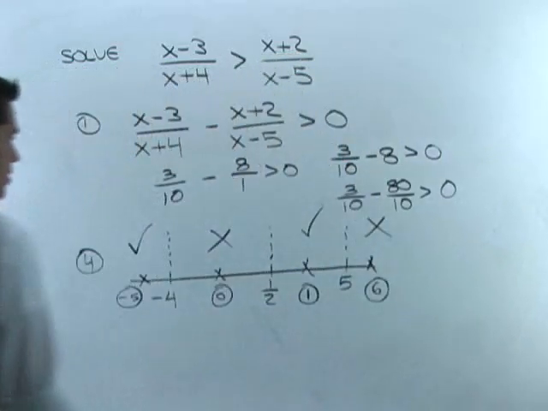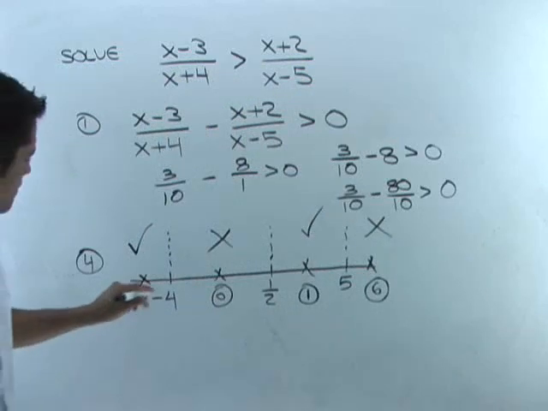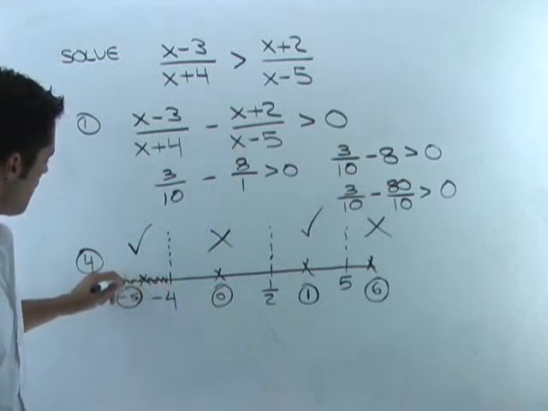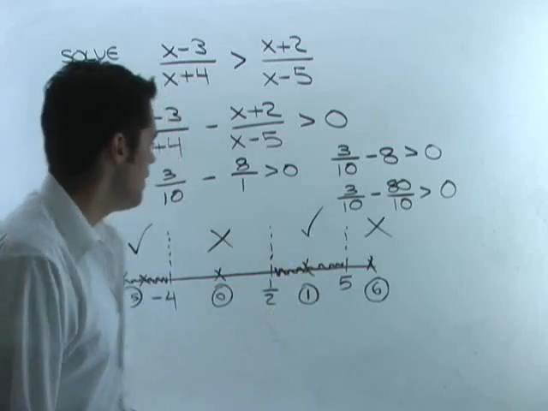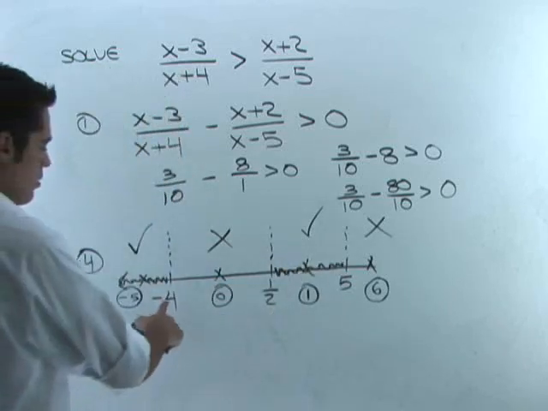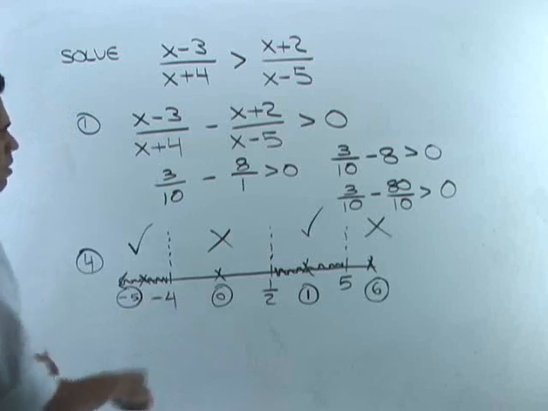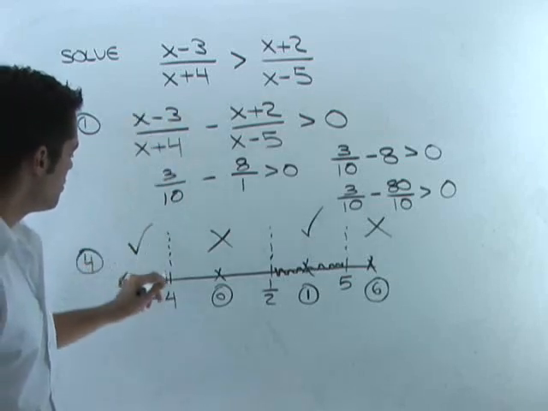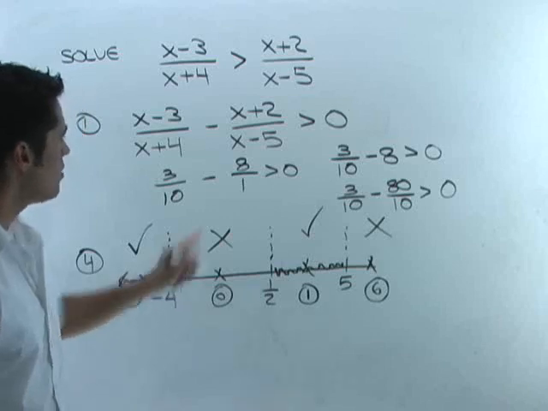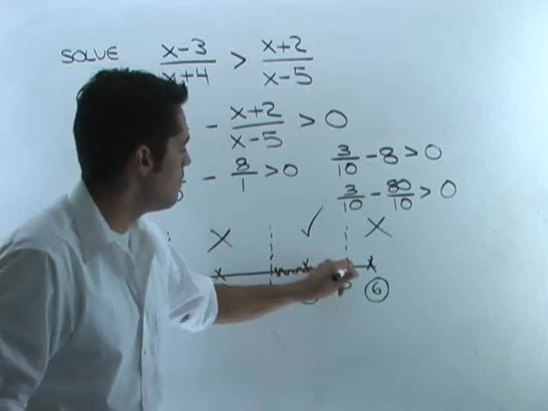So now we're ready for our answer. We want everything to the left of negative 4. We want everything between 1/2 and 5. And that's it. Now the question is, do we include these points? Negative 4. Well, if you go back up and look, negative 4 made our rational expression undefined, so we want to leave that point out. Also, 5 made it undefined, so we leave that point out.